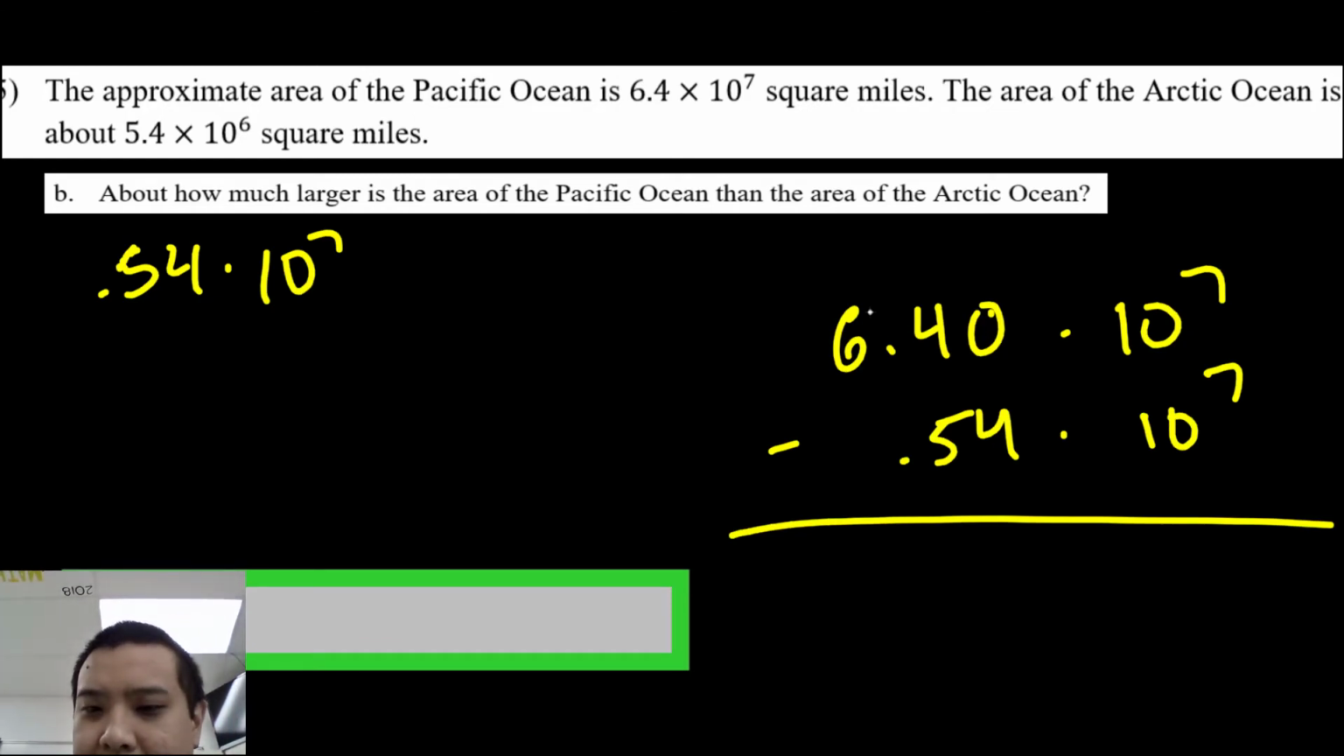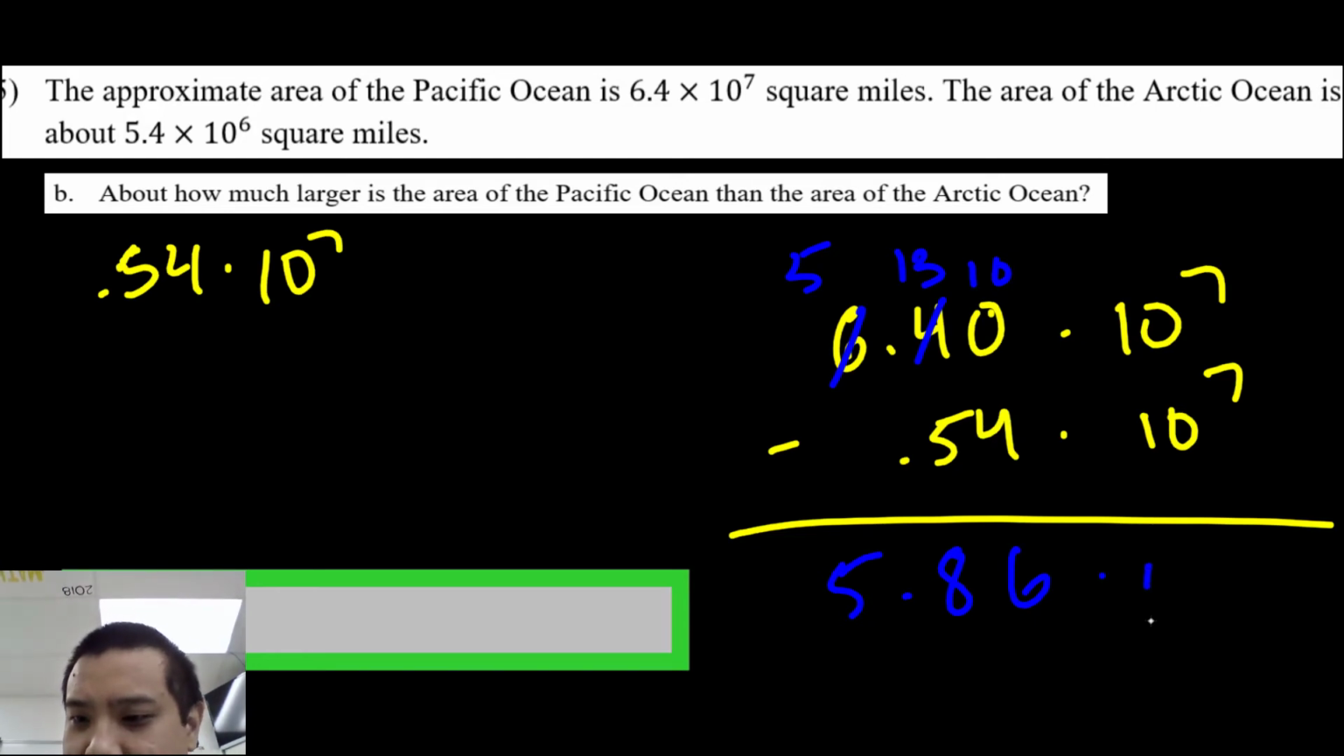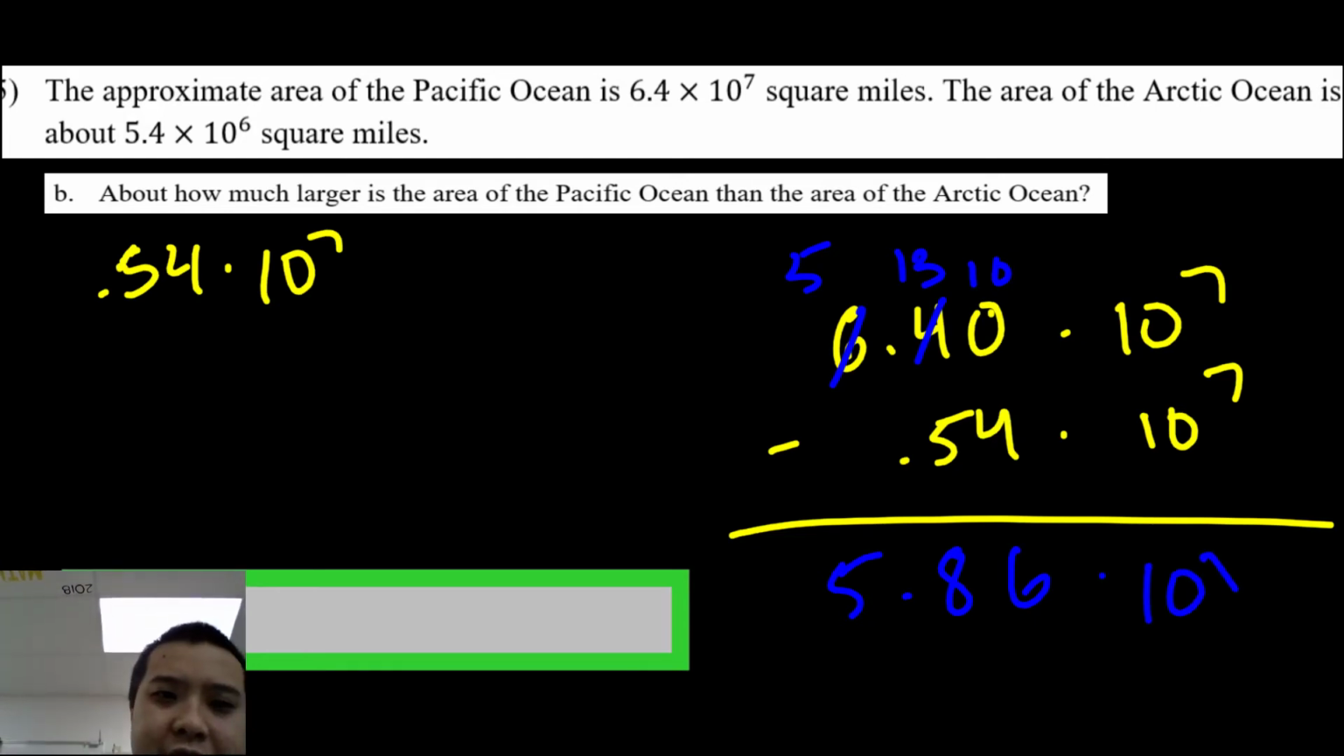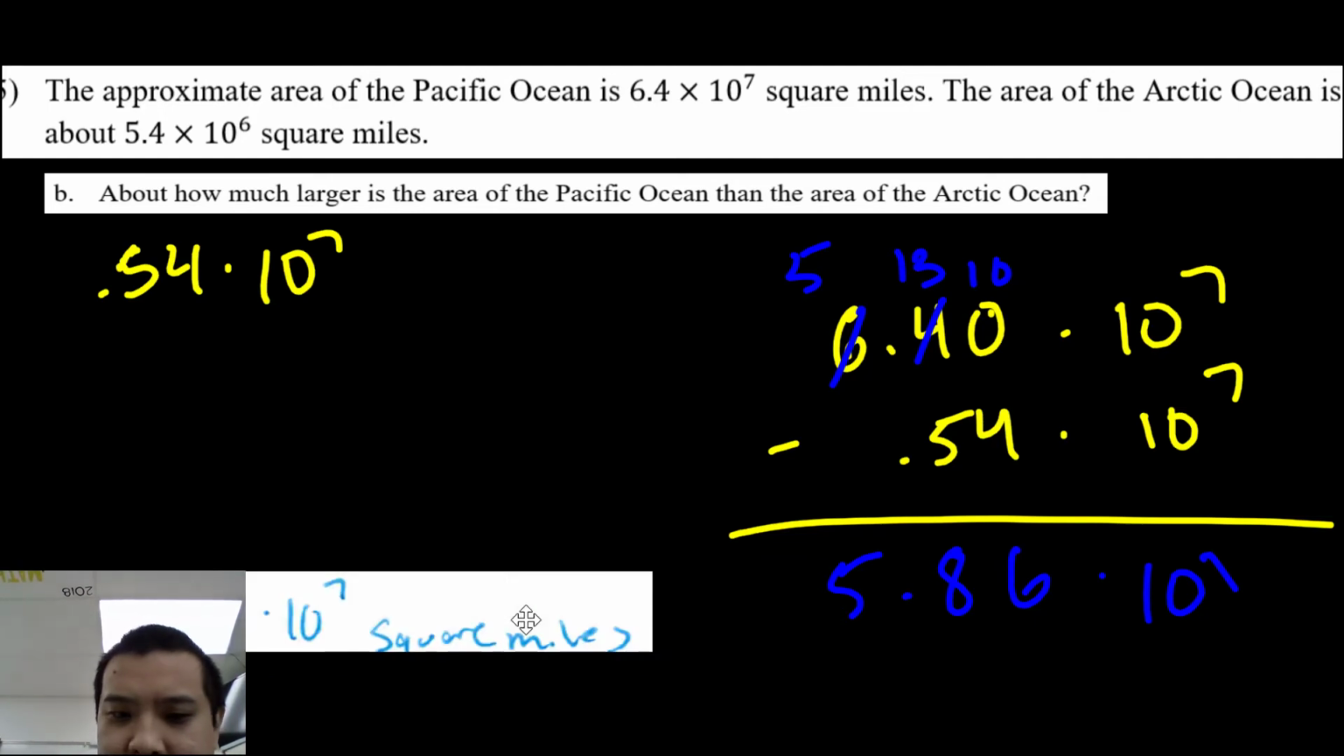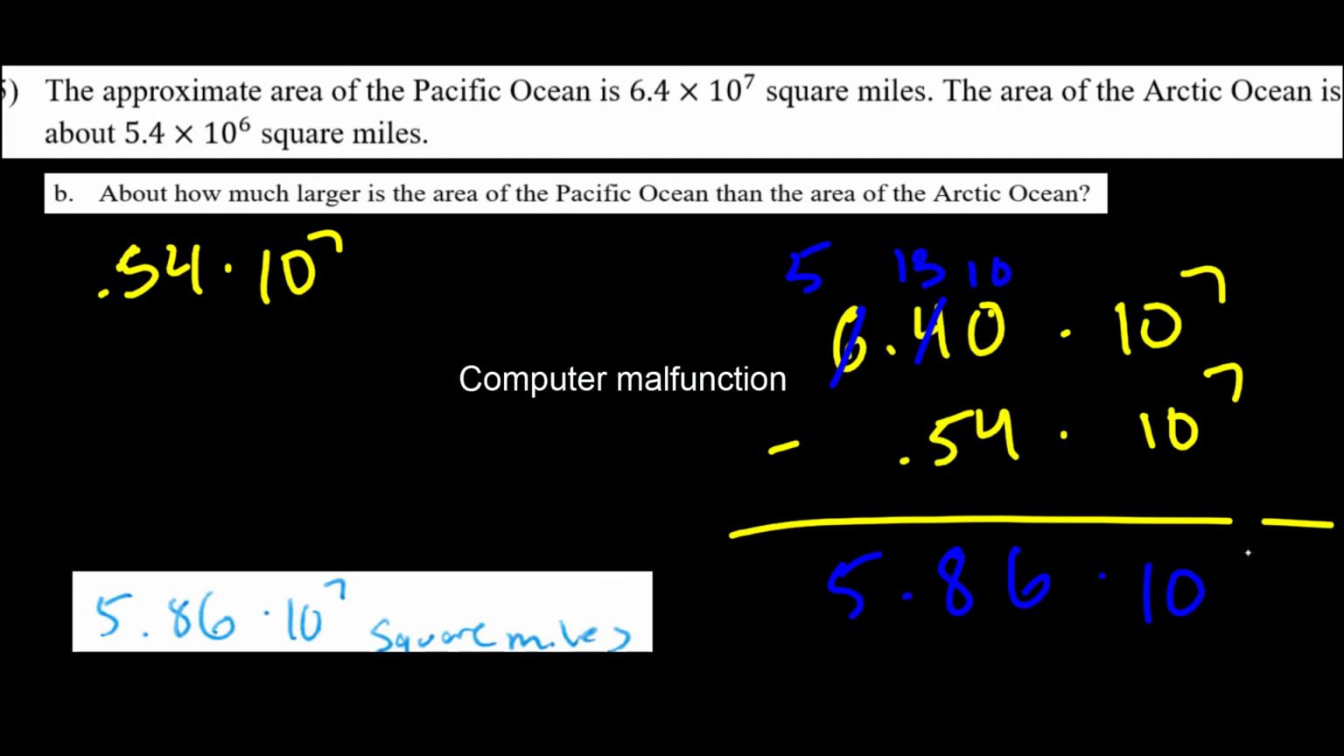We're going to have to borrow here, so this becomes a 3, this becomes a 10. 10 minus 4 is 6. Oh, excuse me, borrow again. 13 minus 5 is 8. So we get 5.86 times 10 to the 7th square miles. I'm going to write that 7 a little bit better. So there you go. Again, we'll continue practicing with this later on.